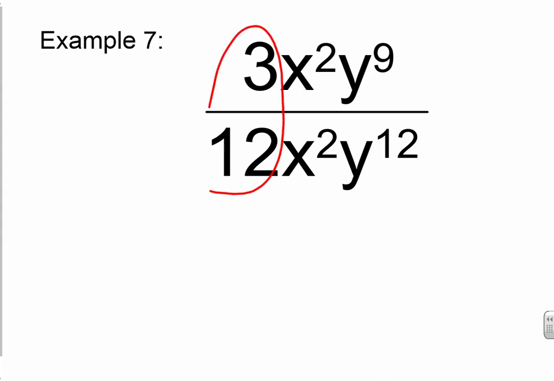I try and divide the numbers. I can't divide them nicely because the top is smaller. My numerator is smaller. So I divide them both by 3. That gives me an answer of 1 over 4 for my numbers.